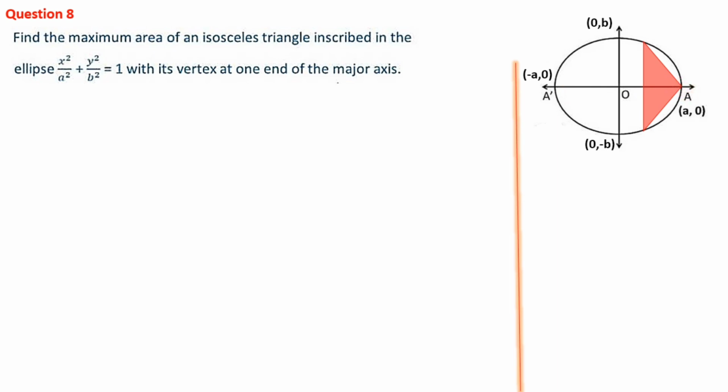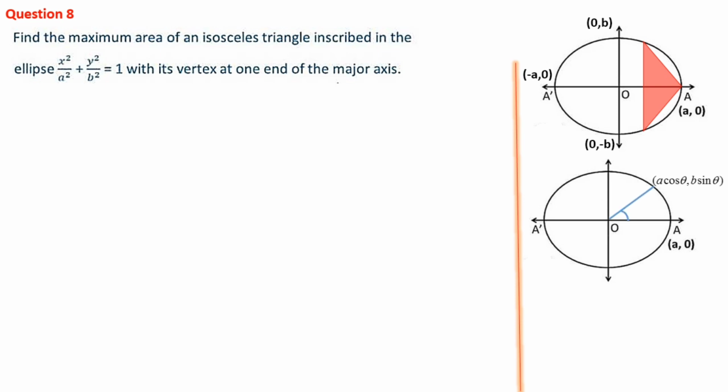Now we can consider the parametric form of a point here. If you consider a point which makes an angle theta with the positive direction of the x-axis, then the coordinates of that point will be a cos theta, b sin theta. When we move this point to the axis, theta becomes 0, so a cos 0, b sin 0: cos 0 is 1, so a into 1 is a, and sin 0 is 0, so b into 0 is 0. That way we can form all the points.